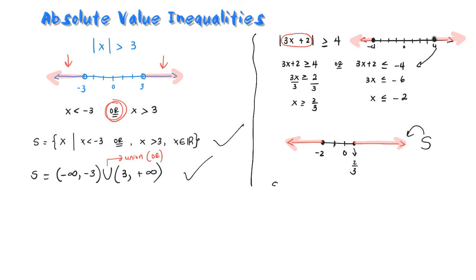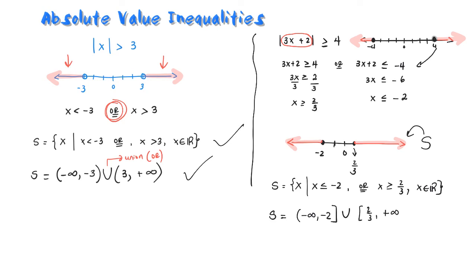Now in set notation, you're going to say the set of all x such that x is less or equal than -2, or x is greater or equal than 2/3, where x is a real number. And in interval notation, you're going to go again from left to right. So from negative infinity to -2, hard bracket, or union, and then from 2/3 all the way to positive infinity.